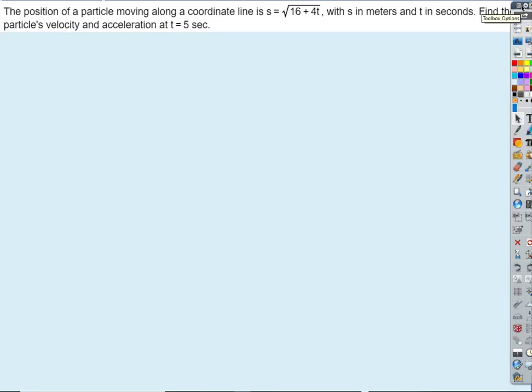Number 8, right? That's the physics one. Find the particle's position, velocity and acceleration at t equals 5. So we have s of t, we have a position function. Here's our position function. How are we going to find the velocity? Take the derivative. We're going to take the derivative.